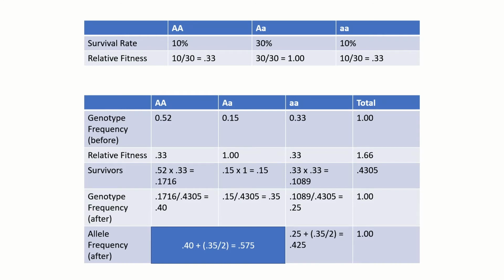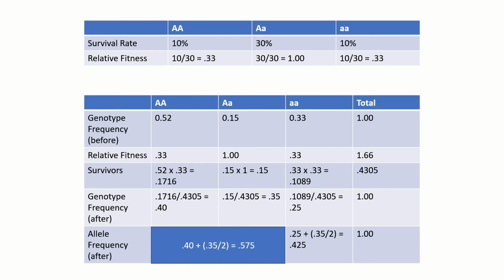From this, we can calculate our new survival rate. The survival rate is the percentage of the phenotypes that survive to reproductive age. Using the survival rate, we can calculate our relative fitness by taking our survival rate number and dividing by the highest number, which in this case is 30. Next, we can get our survival number. We get this by taking our previous genotype frequency and multiplying by the relative fitness.